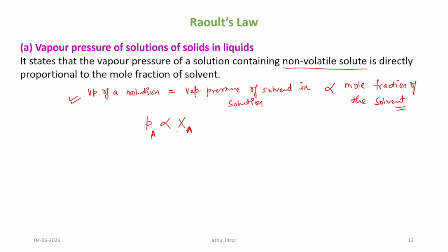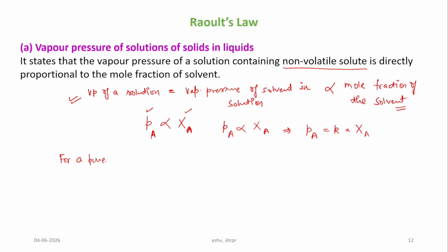This is what I have written: the vapor pressure of the solution, which is nothing but the vapor pressure of the solvent, is directly proportional to the mole fraction of the solvent. So I can write PA is directly proportional to mole fraction of A. Now if I remove the proportionality, I can write PA is equal to some constant K into mole fraction A. Now this is very important, for a pure liquid.